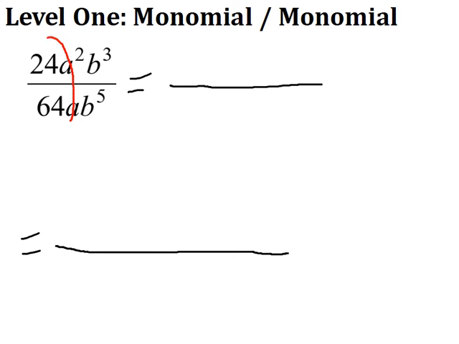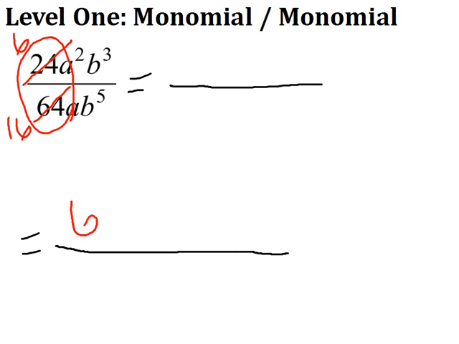The first thing that I want to do is always look at your coefficients. Coefficients, the numbers in front, get simplified just like a regular fraction. So I want to think, what is the biggest number that can go into 24 and 64? If the biggest number doesn't jump out to you at first, which would be 8 in this case, say maybe you thought 4, you would go, okay, 24 divided by 4 is 6, and 64 divided by 4 is 16.